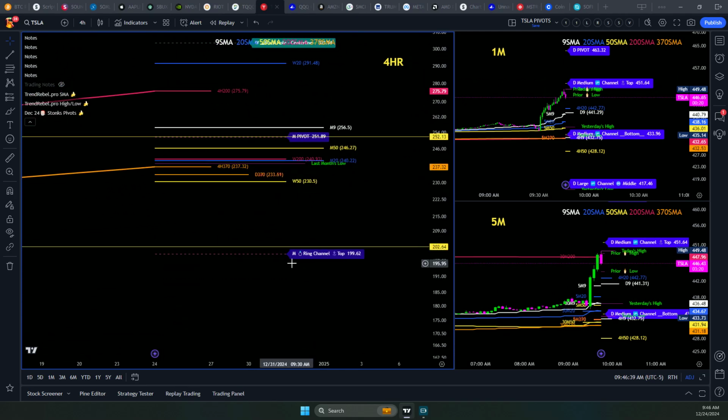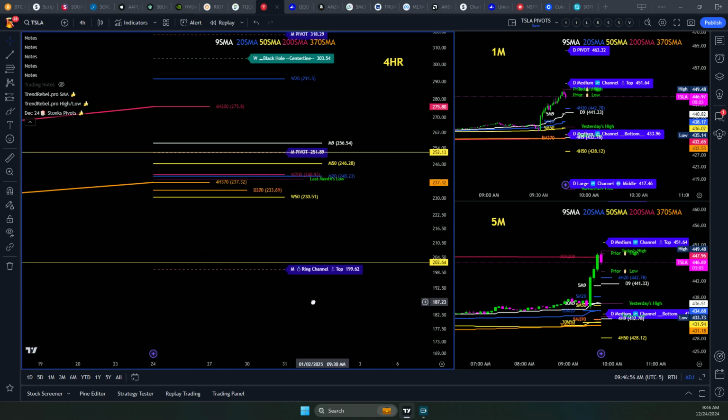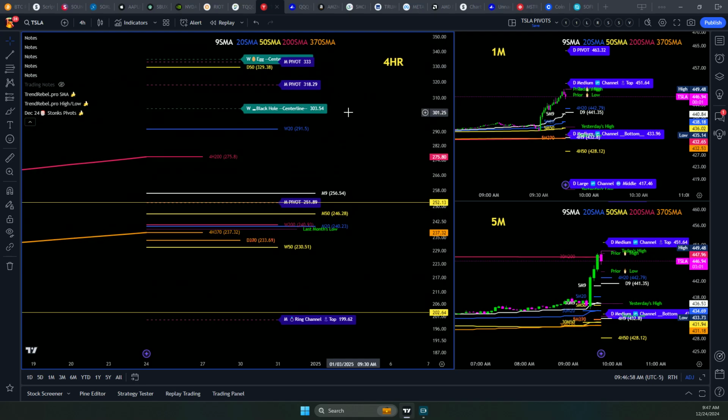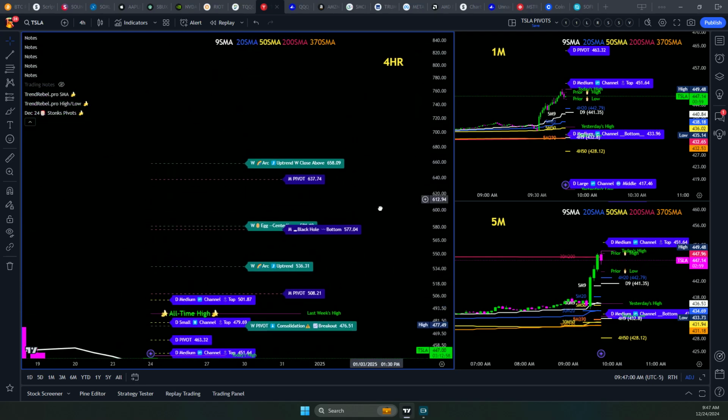We have rings. Ring channels are more circular structures. They're smaller than eggs. They're the smallest of our rounded type structures and the least important. But this is a monthly pivot with a ring channel. So I'll get into more of that a little later as we further define this. Let's see if there's anything else here.